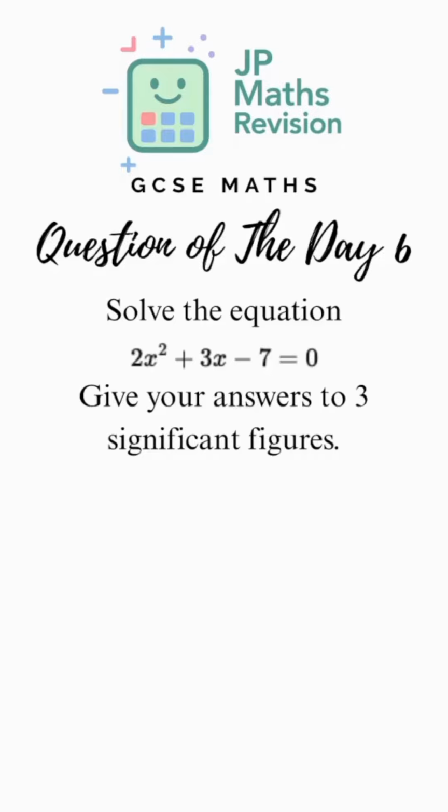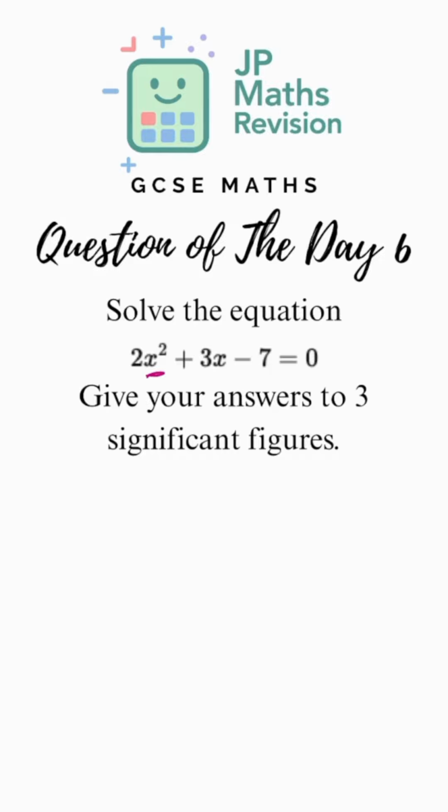So this question here, we need to solve the equation 2x squared plus 3x minus 7 equals 0, giving our answer to three significant figures. This kind of equation is called a quadratic equation because the highest power is a power of 2, so we have an x squared term. And we can solve quadratic equations either by factorising or by using the quadratic formula.